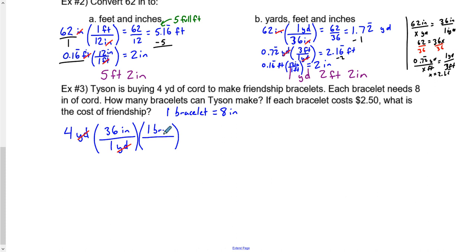So it says that 1 bracelet is 8 inches. While the inches cancel off, I can tell exactly how many bracelets there are, because I just take my 4 multiplied by 36 times 1, and I know I'm going to be dividing by the 1 times 8. So again, you do not have to write this part, but you would have to write down that the answer is 18 bracelets.